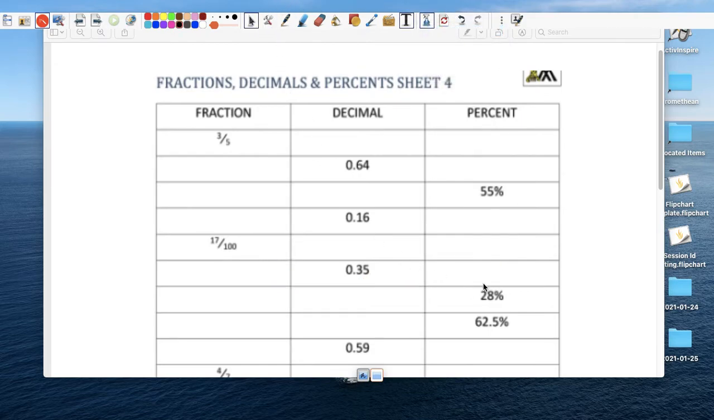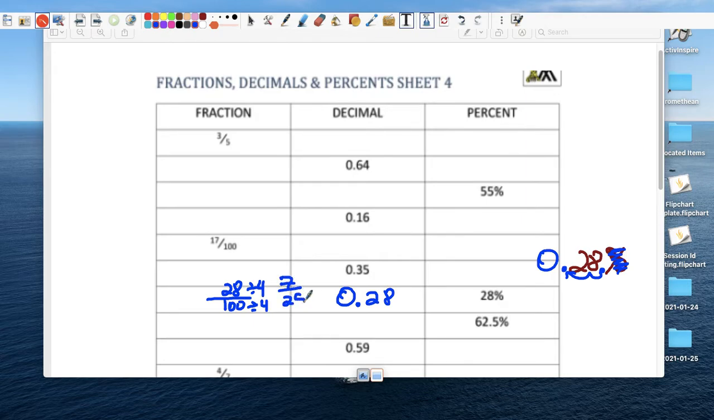So next one, 28%. El porcentaje, 28%. What do we do first? ¿Qué hacemos primero? We put a point, right, decimal, and we move un, dos, to the left. So it's going to be 0.28. As a fraction, ¿dónde está el 8? En la casa de los 100. So we put 28 over 100. Can we simplify? Yeah. Divide by 4, or divide by 2 and then divide by 2 again. But let's divide by 4. We get 7 over 25.